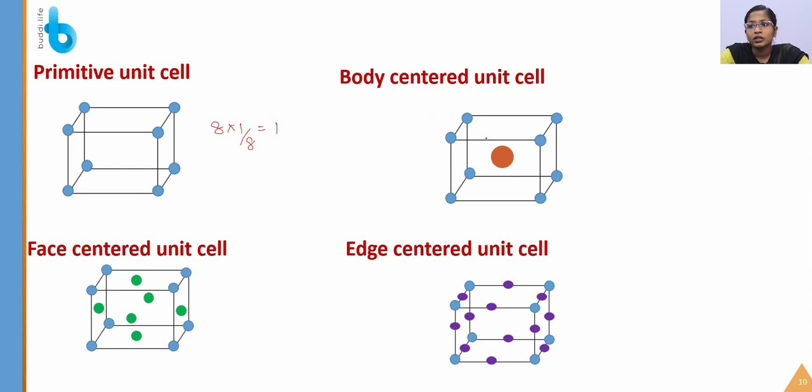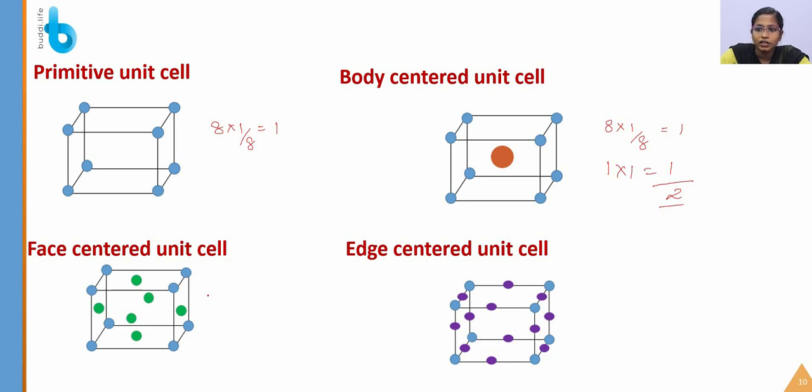In a body centered unit cell, the atoms will be at the corners and also at the body center. So the corner atom contribution is 8 into 1 by 8. This is one contribution, and next one is the body centered contribution. So totally the number of atoms in a body centered unit cell is 2. And next is the face centered unit cell.